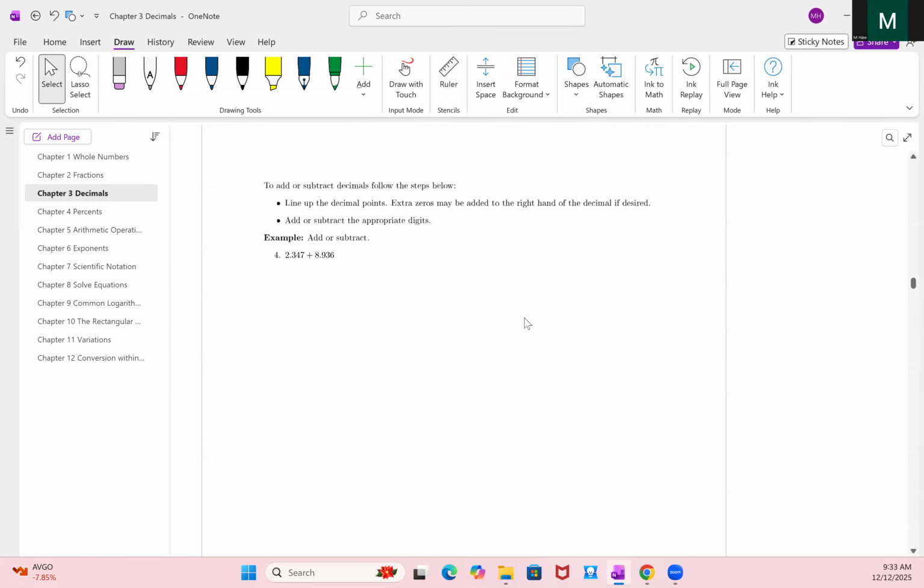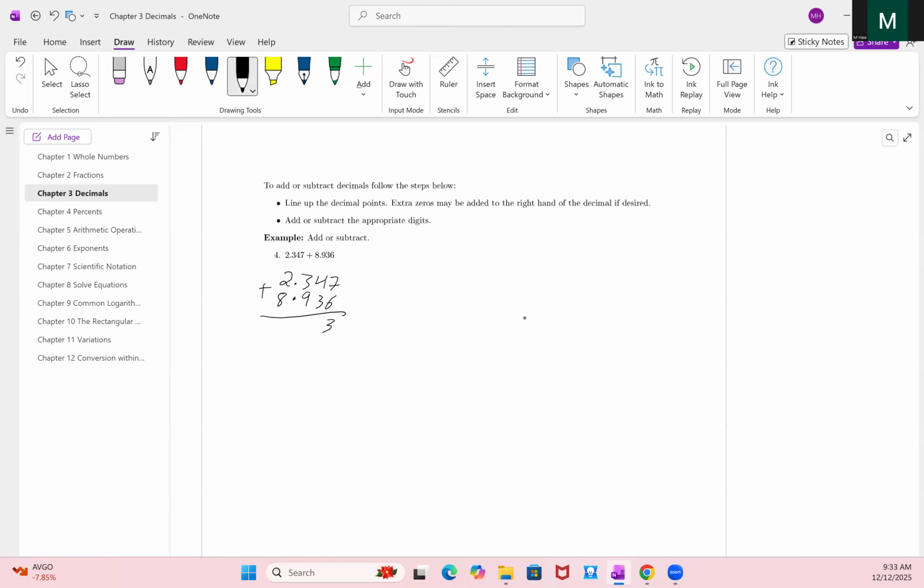To add or subtract decimals, follow the steps below. Line up the decimal points. Extra zeros may be added to the right of the decimal if desired. Add or subtract the appropriate digits. So we're going to line up the numbers vertically and line up the decimal points. 2.347. For the second one, we put the decimal here and we have 8 to the left and then 936. So we're adding 7 plus 6, which is 13, so we write 3.